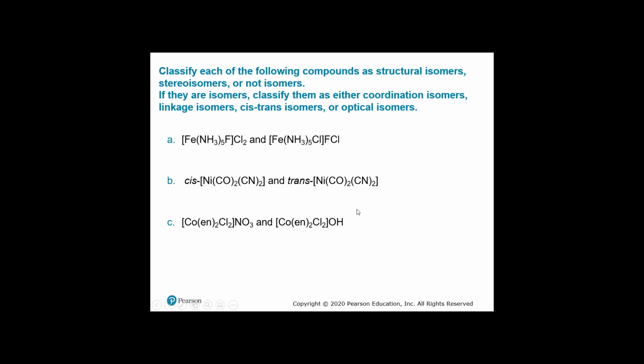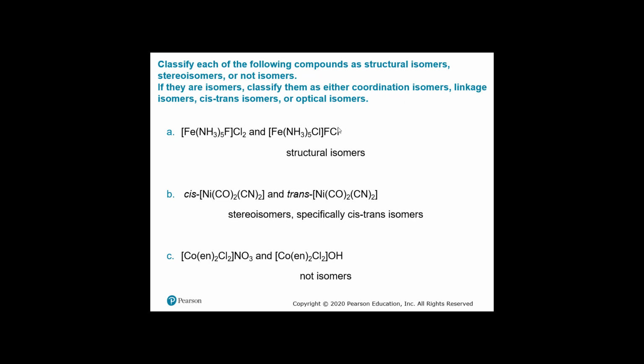Okay, so let's do some problems. Classify each of the following compounds as structural isomers, stereoisomers, or not isomers at all. If they are isomers, then we need to classify them as coordination, linkage, cis-trans, or optical. So I'm going to jump to B because B is the easiest one. Why is B the easiest one? Because it's telling you it's a cis and a trans. So in this case, it's a stereoisomer.